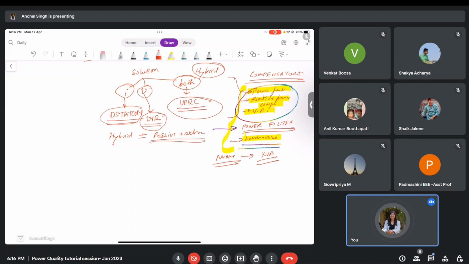So they have a lot of combinations possible. You could either use a passive shunt compensation, or active series compensation, or active shunt compensation, or passive series compensation. There are a lot of topologies that we have discussed in the past tutorial session, and we also have looked at a lot of possible topologies for these kinds of hybrid filters. The basic principle behind hybrid filters is they are a combination of passive and active.